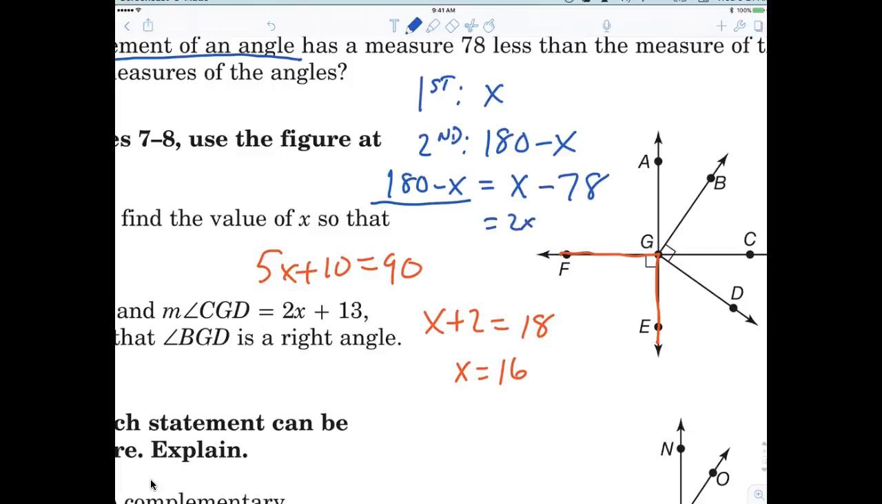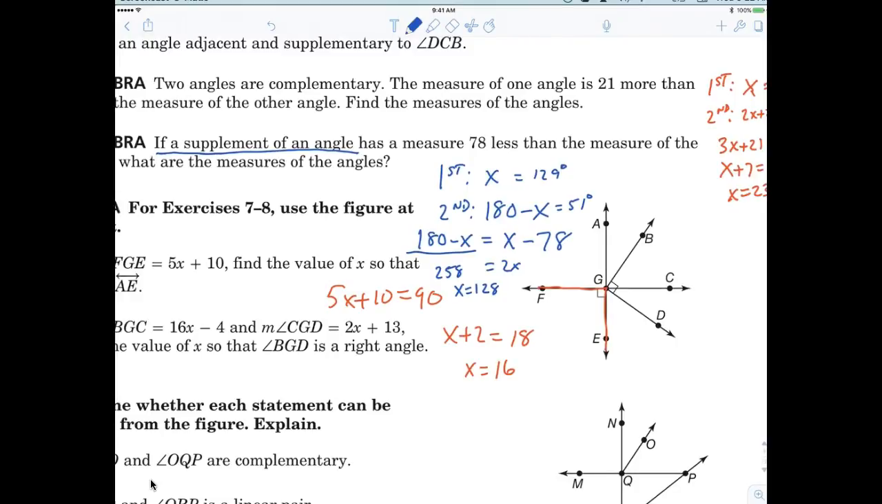So 2x equals 258. So x was equal to 129. And so if x was equal to 129, the supplement would be 51. Everybody happy with that? Any questions? All right. I feel pretty good about that.